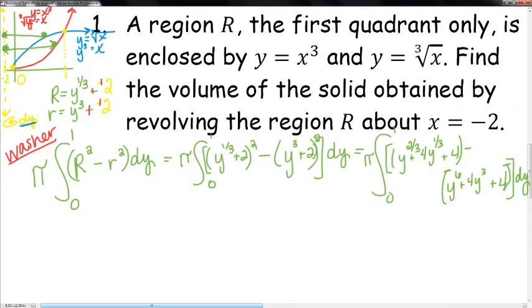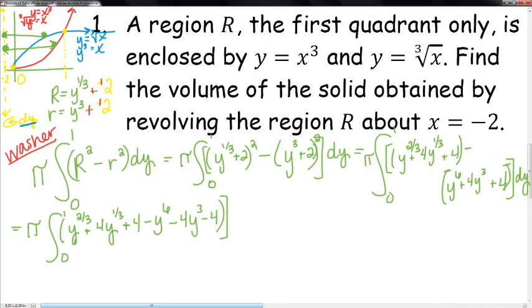So now I'm going to come down here. So now we have pi going from 0 to 1 of y to the 2/3 plus 4y to the 1/3 plus 4, and now I'm going to distribute my negative, minus y to the 6th minus 4y to the 3rd minus 4. So I do have some good news. I know that's a lot of terms. Your 4's are going to cancel. So that makes things a little bit nicer.